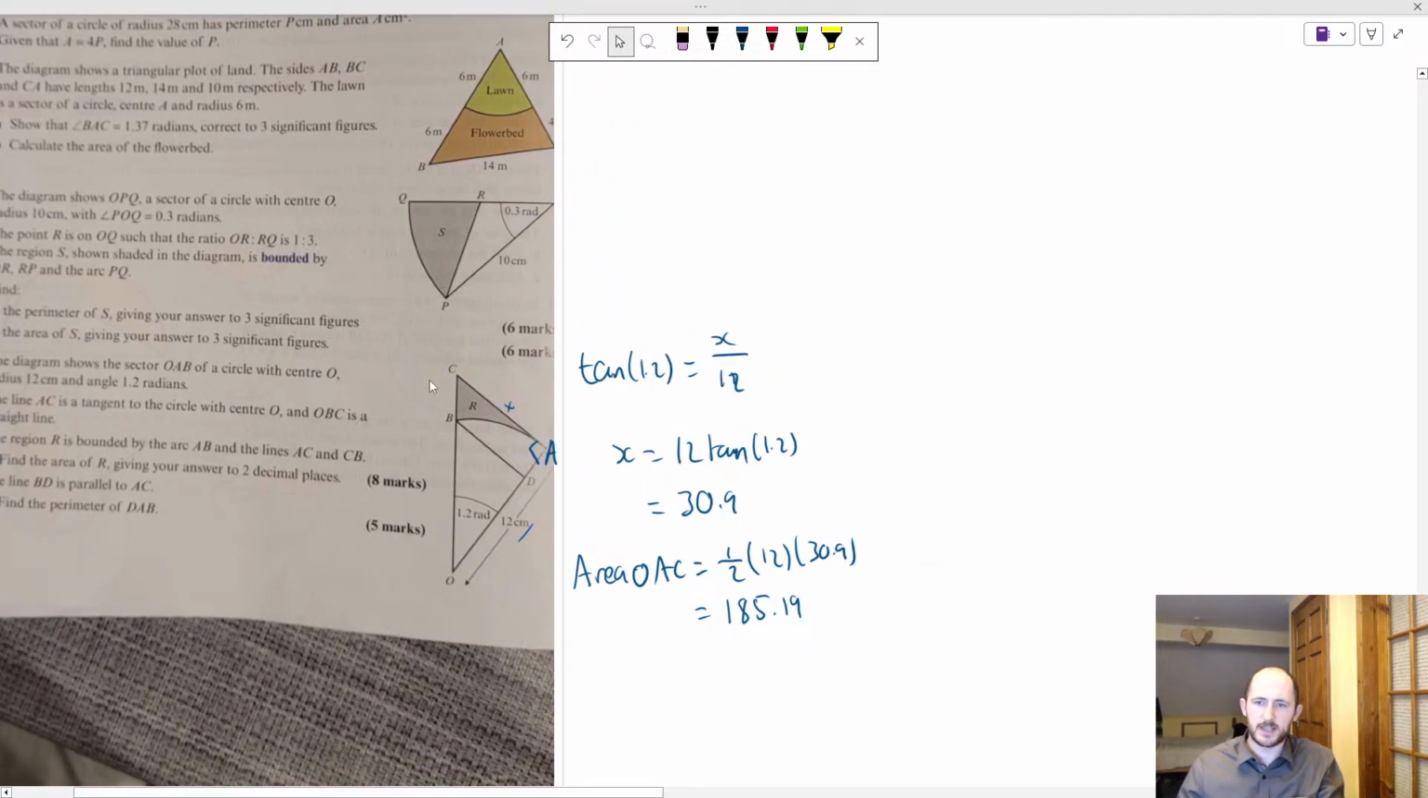Okay. So as you can see, I've got the area of the big triangle. And I'm just going to subtract the sector here. Okay, I'm just going to subtract it away.